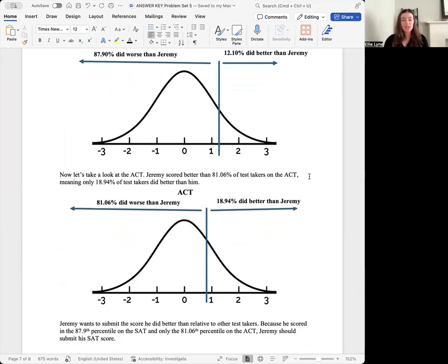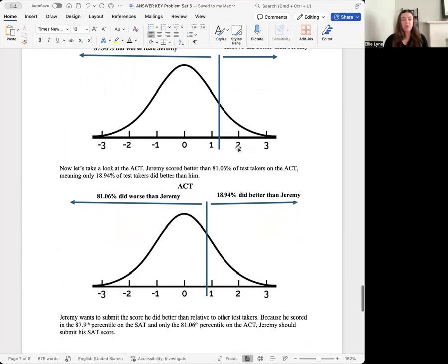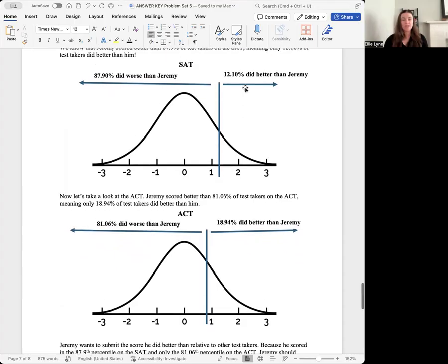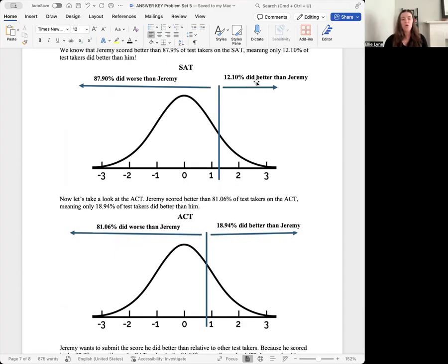On the ACT, Jeremy scored better than 81.06% of test takers. So all of these folks over there. But we also know that 18.94% did better than Jeremy. And so now we can compare essentially these two areas here. We want to know how many people did worse than him and how many people did better than him.